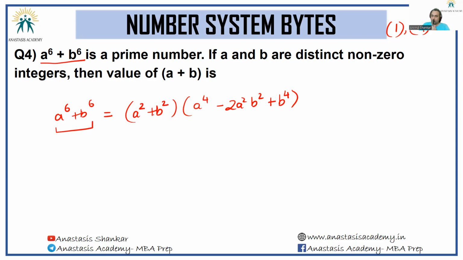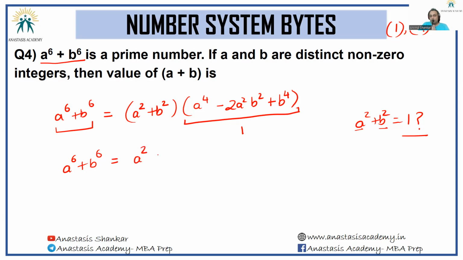How will the number on the right remain a prime number only if one of these two constituent factors is one itself. Can a square plus b square be equal to 1? Of course not, because they are distinct non-zero integers. These are non-zero integers. You cannot have their sum as 1, which would mean this part is equal to 1, which would also mean a raised to the power 6 plus b raised to the power 6 is equal to a square plus b square.